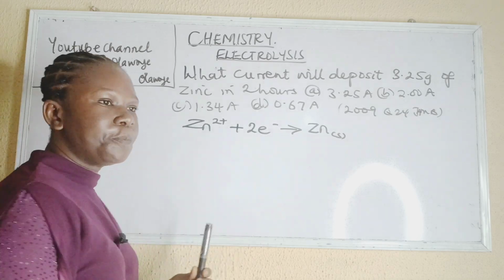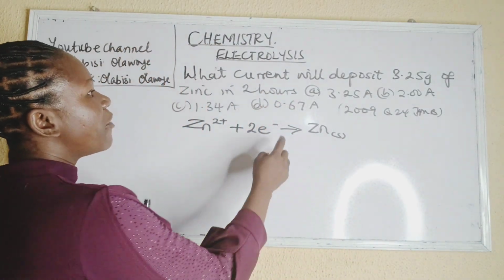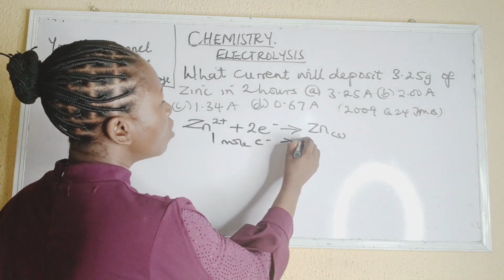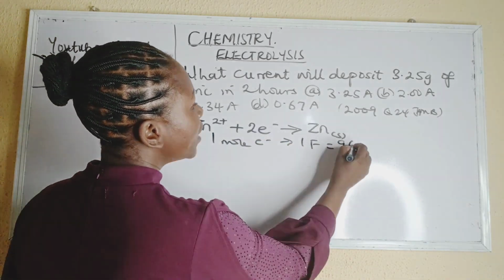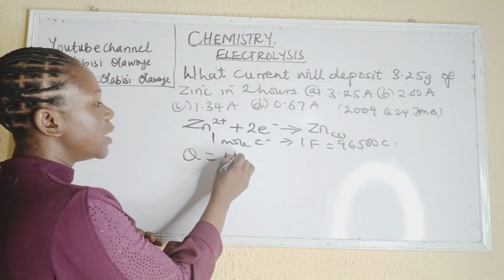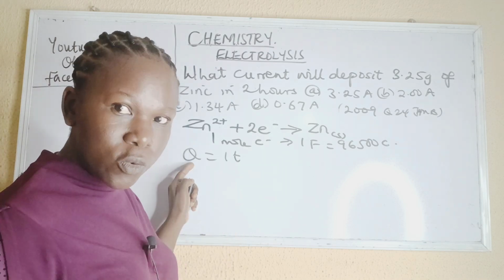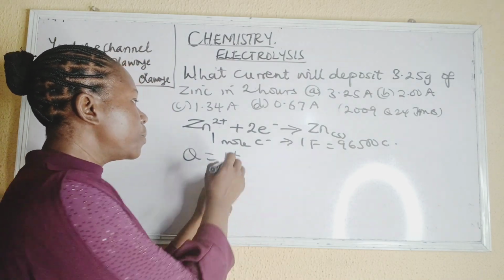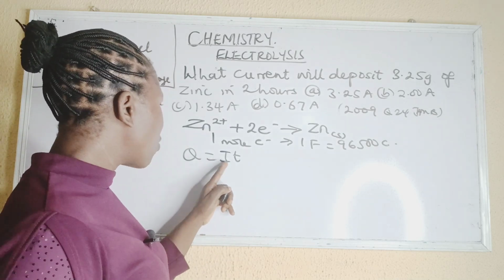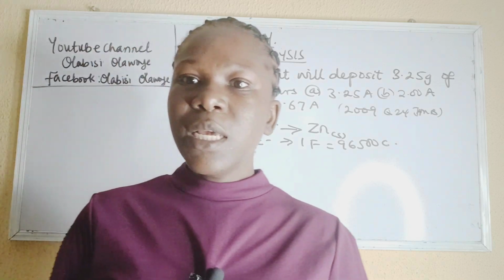In this case, we should also know that 1 mole of electron is equivalent to 1 Faraday, which is also equivalent to 96,500 coulombs. Now, there is a formula that we can use here, and that is Q, which is quantity of electricity in coulombs, equal to the product of current, which is in amperes, that's I, and T, which is time. The time must be in seconds.